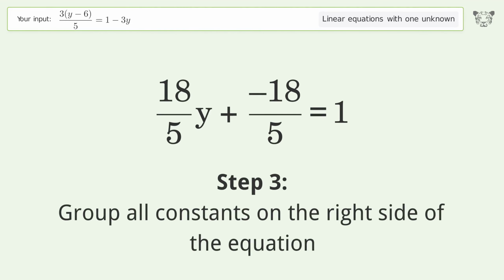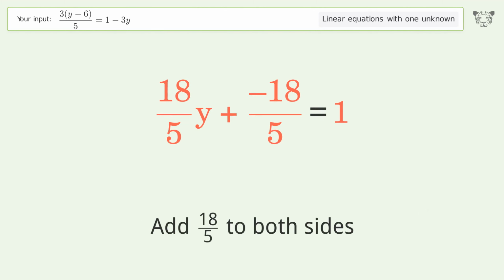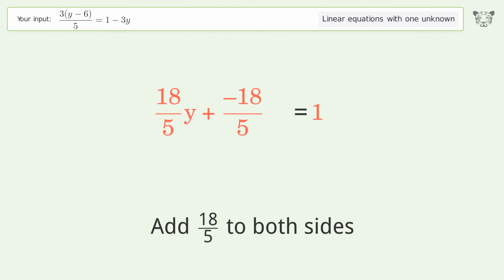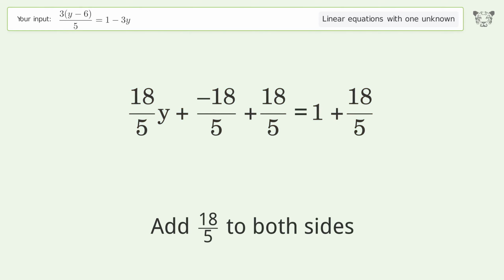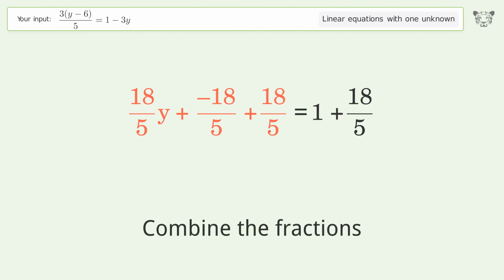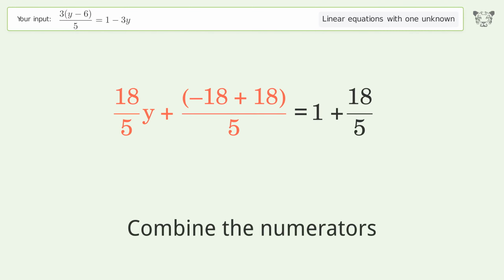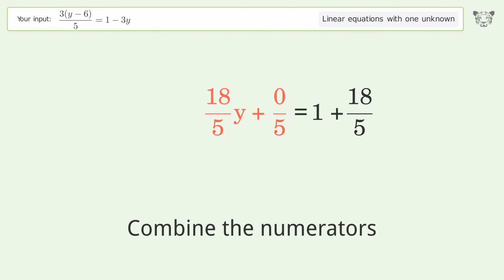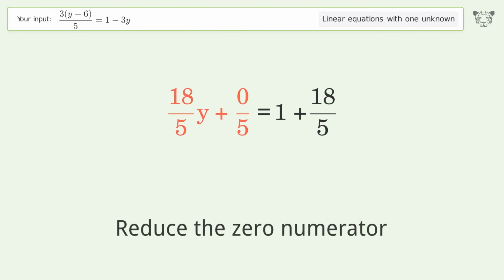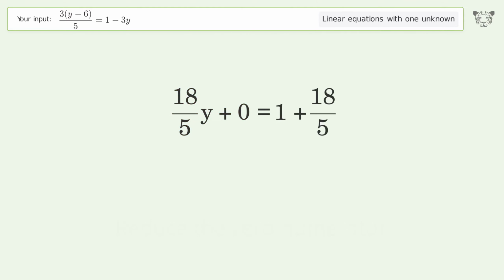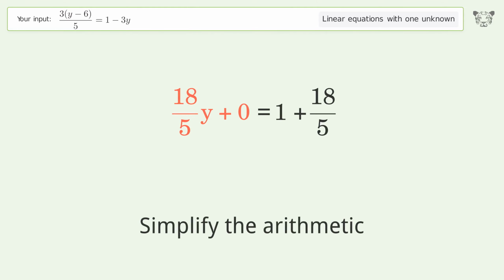Group all constants on the right side of the equation. Add 18/5 to both sides. Combine the fractions. Combine the numerators. Reduce the zero numerator. Simplify the arithmetic.